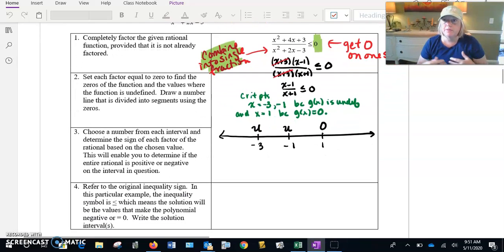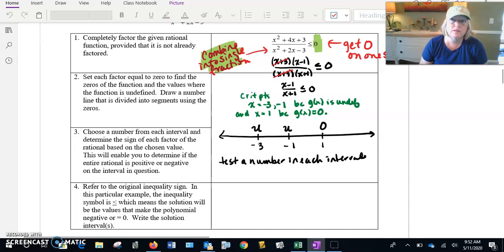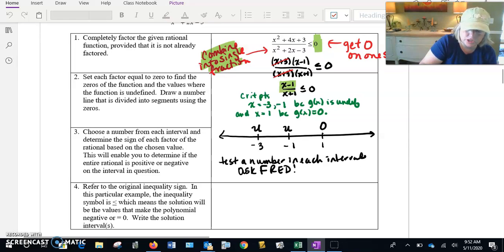Okay. We're going to do the same thing that we did with the polynomial functions. We are going to test a number in each interval. And at this point, this is also the beauty of Fred, is that you can use the simplified version. It's much easier. So I'm going to ask Fred to help us out with that. Because what we're really basically doing then is I only need to plug and chug in this to determine my sign, a lot less information going on. And I can do a lot of that in my head.